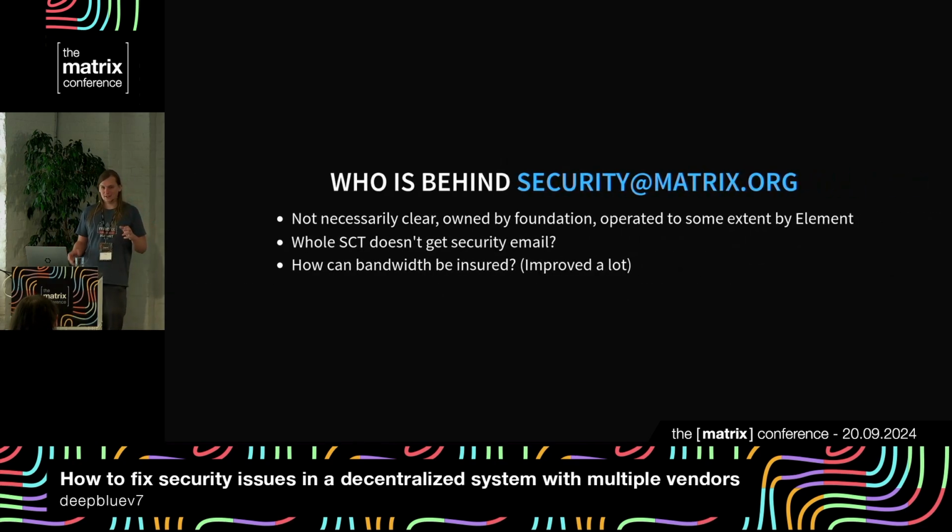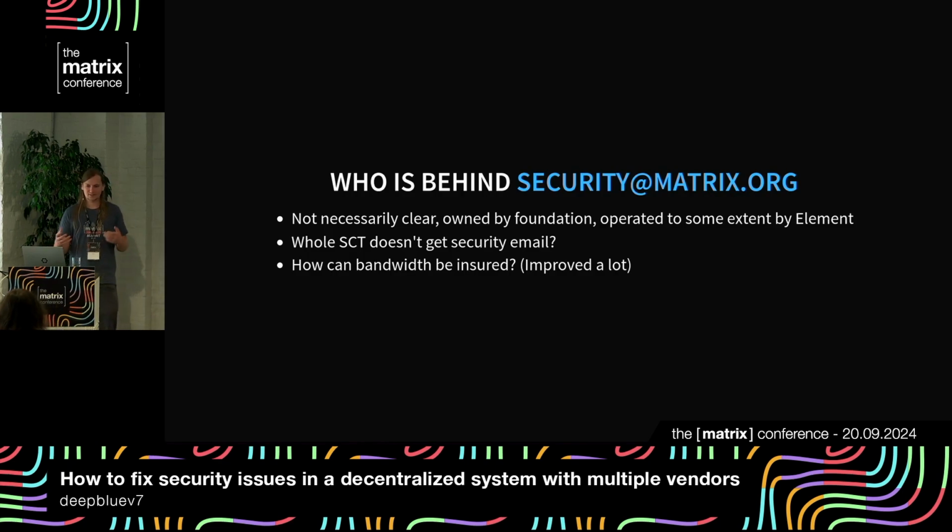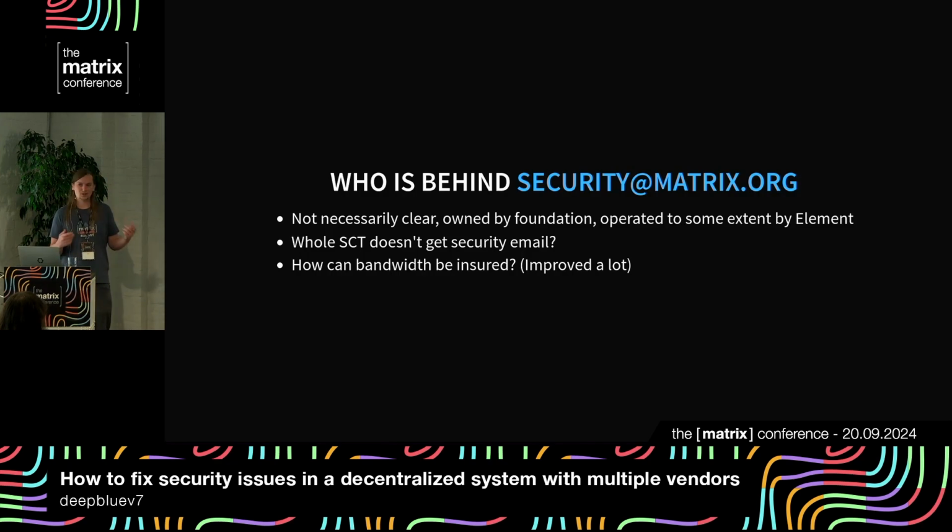Another thing that's not necessarily clear is who's actually behind the security@matrix.org address. It was clarified at some point that the matrix.org namespace is owned by the Foundation, and they are responsible for it, and they can decide who has access to it. But at least to some extent, I think this is operated by Element, and the Element security team will work on security reports.